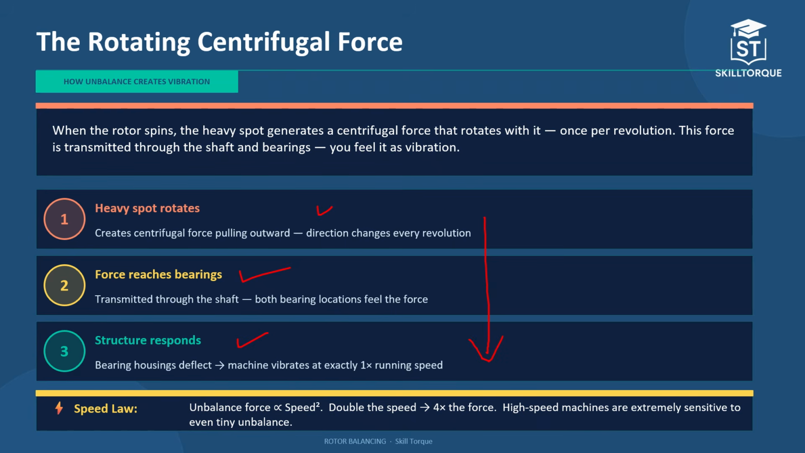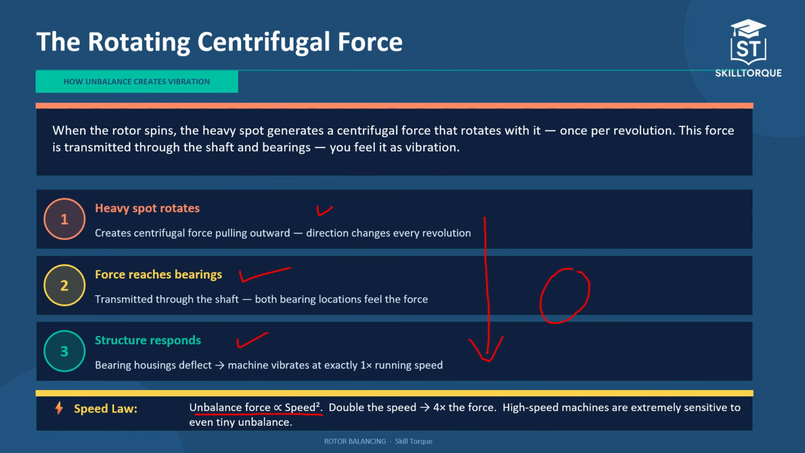Here the key thing to understand is that the force is rotating. It isn't pointing in one direction, it sweeps around in a circle once per revolution. That rotating, once per revolution forcing function is the signature of what? Unbalance. The heavier the unbalance and the faster the machine spins, the larger that force will become.